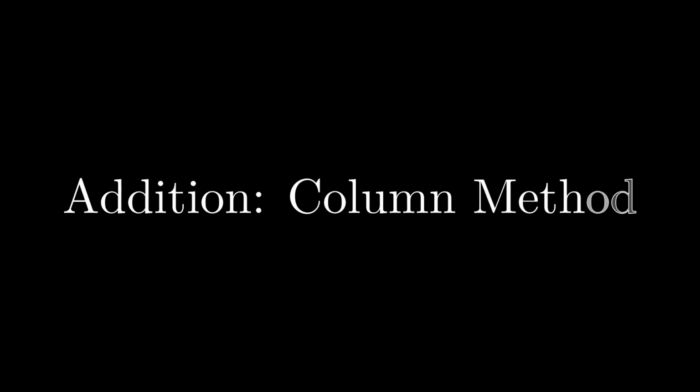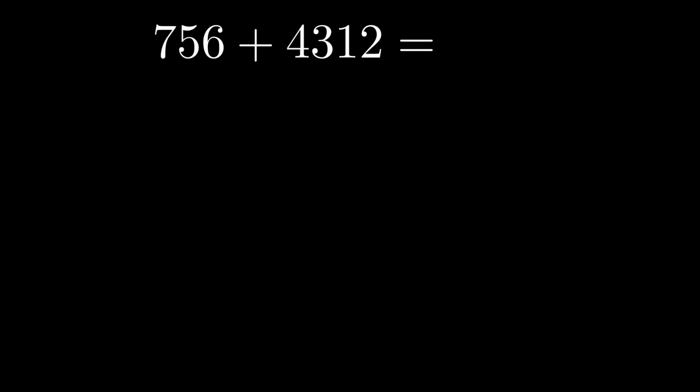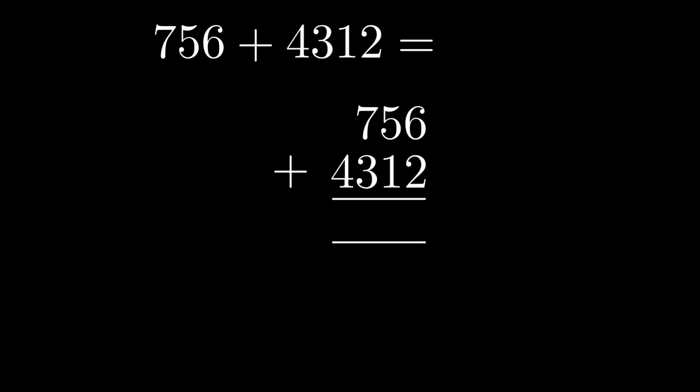Let's take a look at another example. We're going to calculate 756 plus 4,312. Begin by placing the numbers as shown one above the other so that the units line up, and the tens and hundreds, and then begin adding from the right hand side.